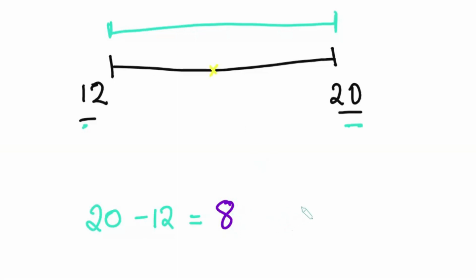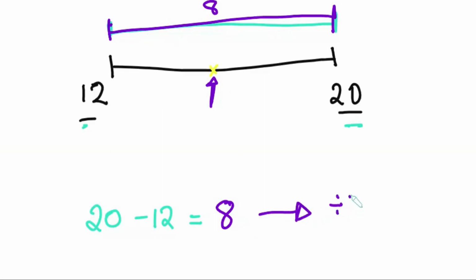What are we going to do next? We know that the full breadth of the number line is worth 8. But remember, we need to find out how many is in the middle. So we need to divide this 8 into 2. 8 divided into 2 is 4, of course. So we have 4 on this side and 4 on this side.